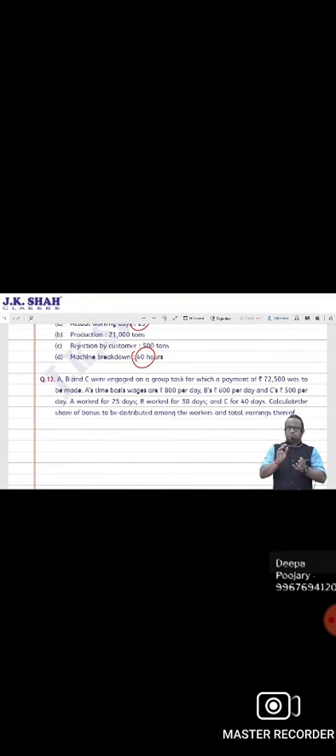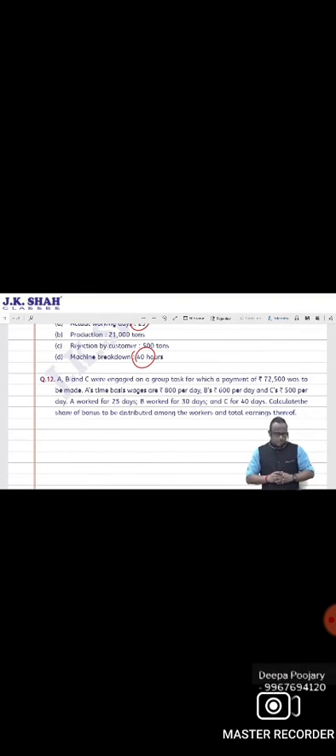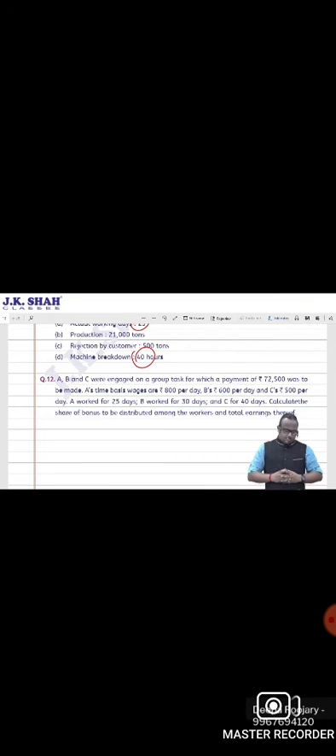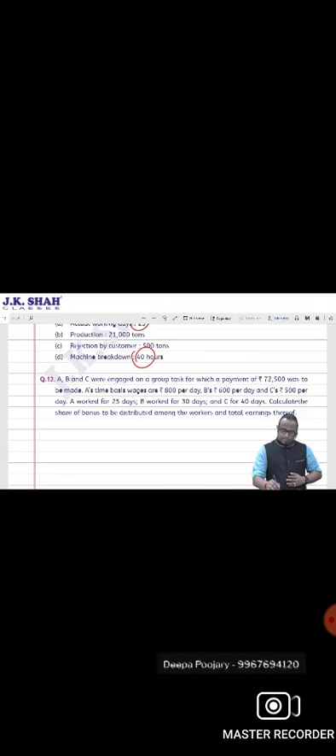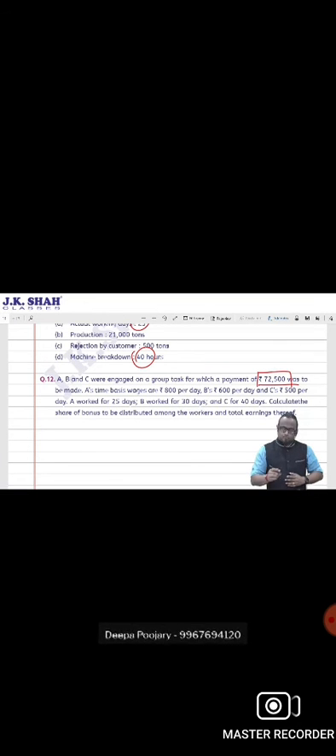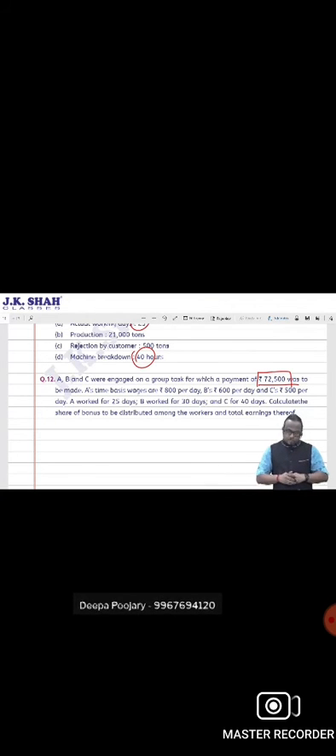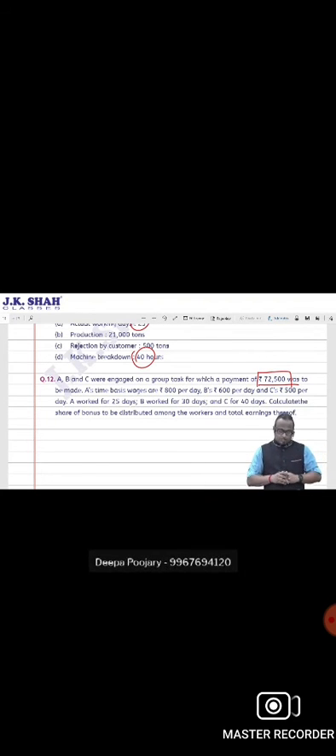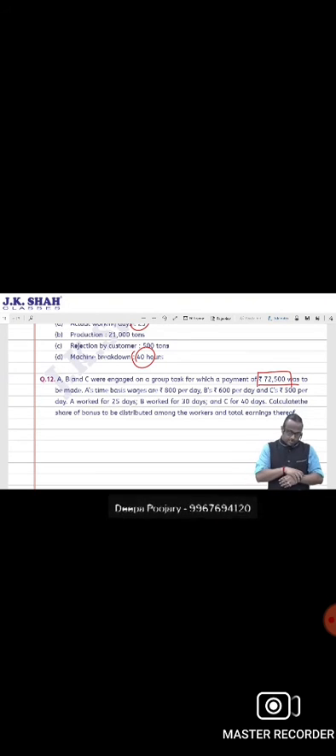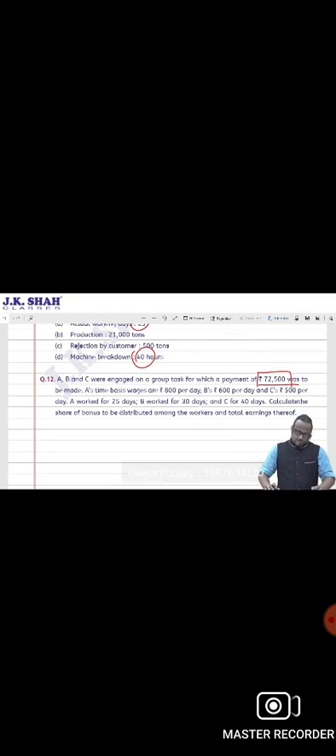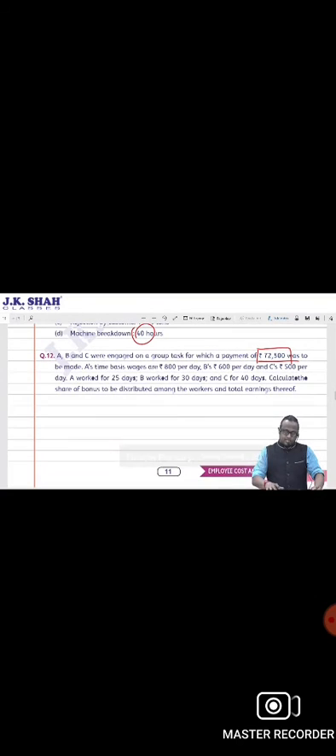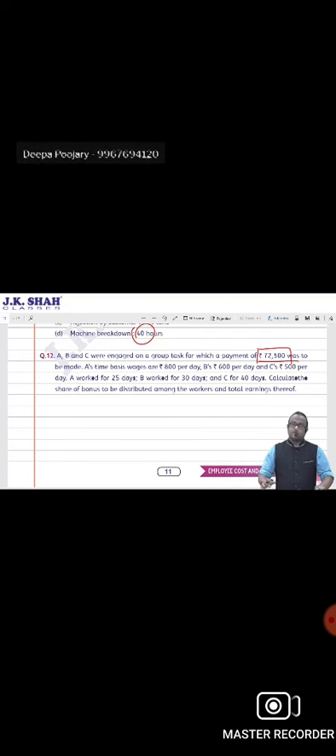Another different version of group bonus. Question number 12. A, B and C were engaged in a group task for which a payment of 72,500 was to be made. This was a total payment. A's time-based wages are 800 per day, B is 600 per day, C is 500 per day. A worked for 25 days, B worked for 30 days, and C has worked for 40 days. Calculate the share of bonus to be distributed among workers and the total earnings thereof.